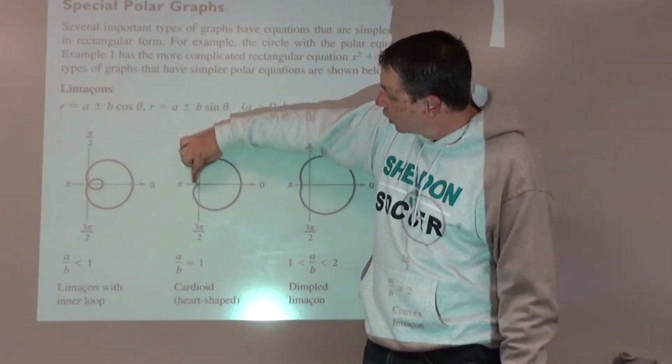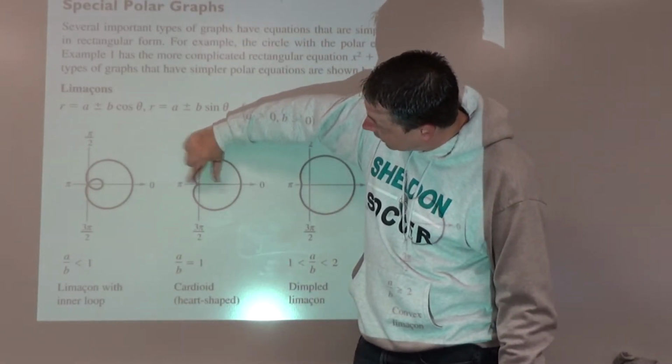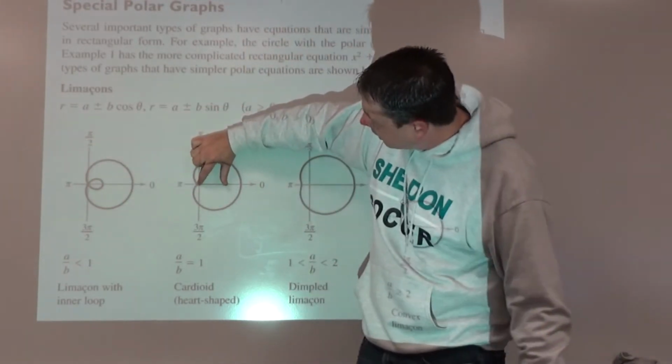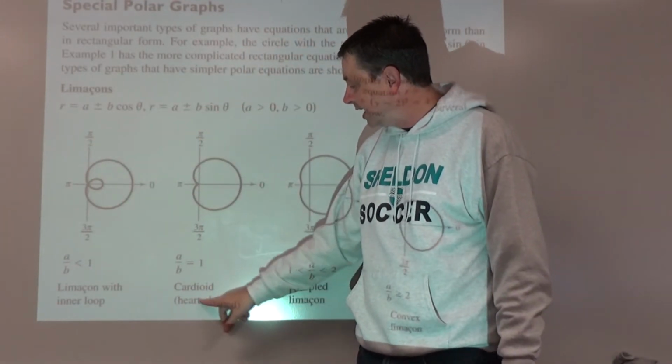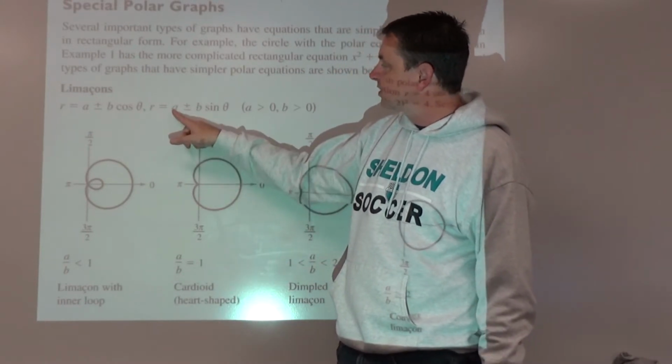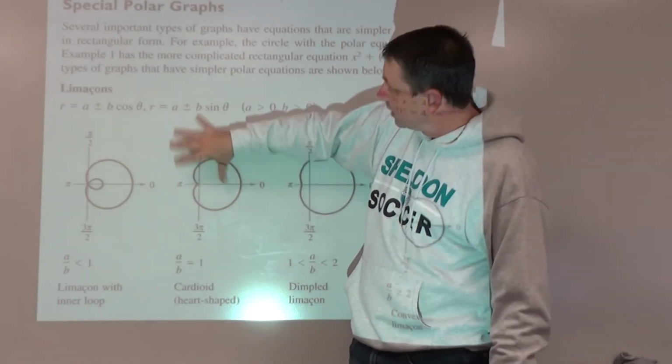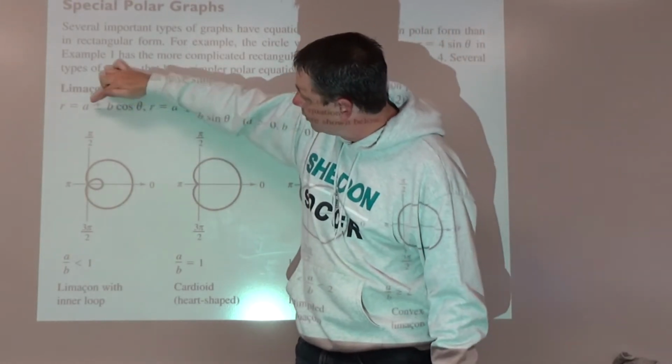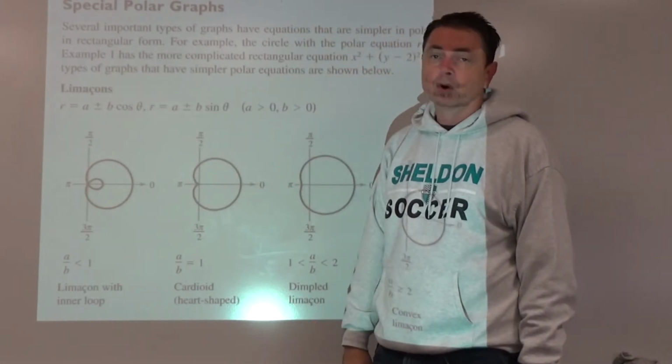A cardioid, so you can see a key point right there. Cardioid, so heart-shaped, is if a and b are equal. So maybe it's 4 plus 4 sine theta, although that would be turned. In this case, maybe it's 4 plus 4 cosine theta.